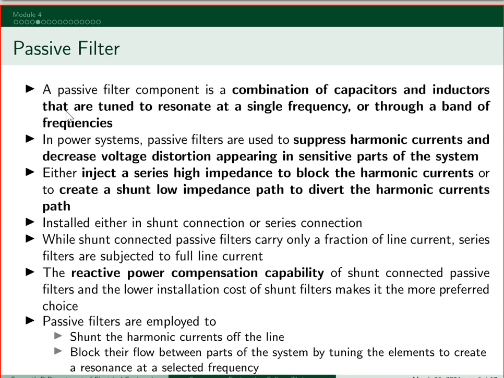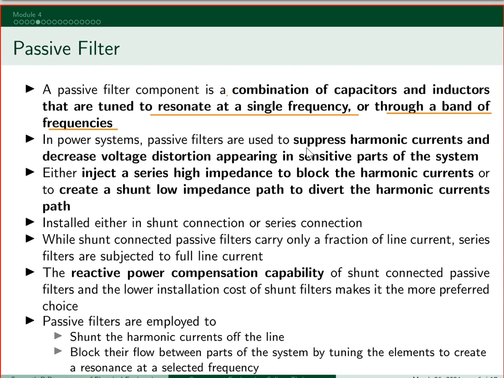Now, the most common type, and the simplest one, is a passive filter. This passive filter is basically a combination of passive elements, including the capacitors, inductors, as well as resistors. And these energy storage elements, capacitors as well as inductors, are tuned to resonate at a single frequency or even a band of frequencies. Okay, a single set of circuit elements will be tuned to operate for a single frequency. If you are planning for eliminating multiple frequencies, you will have to use multiple such elements in parallel or in series to eliminate such frequencies.